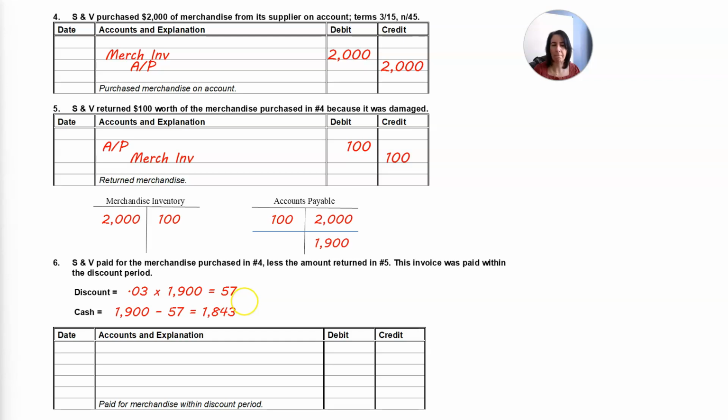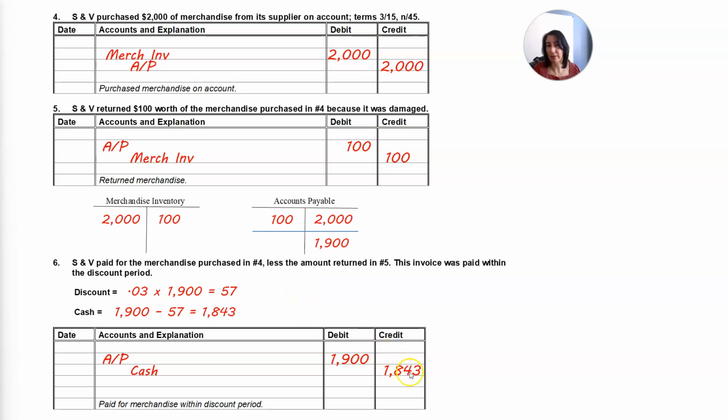Makes sense, right? So start with cash, right? Your journal entry. We've got a credit to cash for $1,843. That is the check that I'm sending in the mail to that company. But I have to take the full amount of the payable off the books. If I just did a debit for $1,843 to match my credit, then it would look like I still owed them that $57, and I don't. So we have to take the full payable off the books for that $1,900.